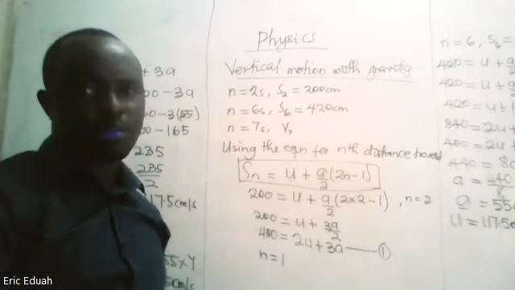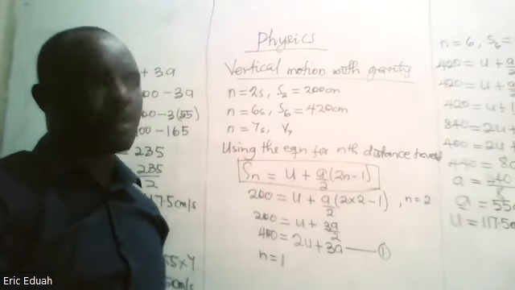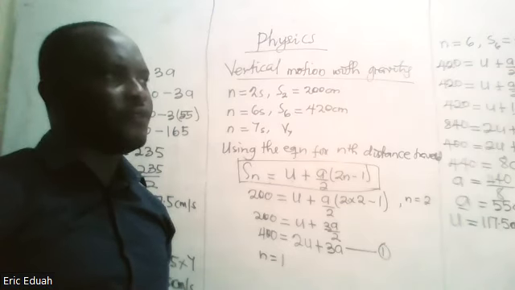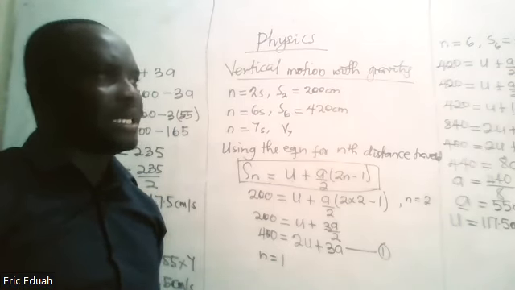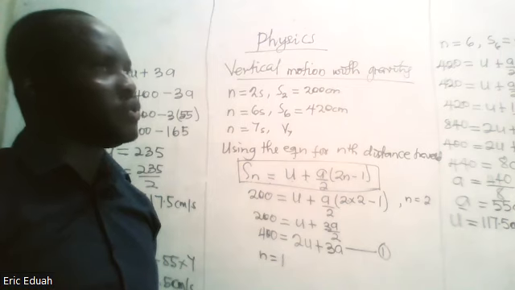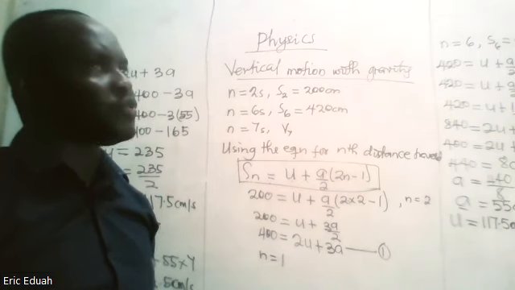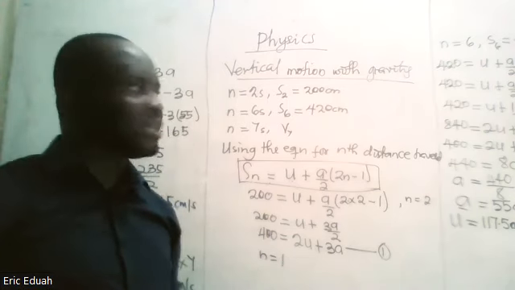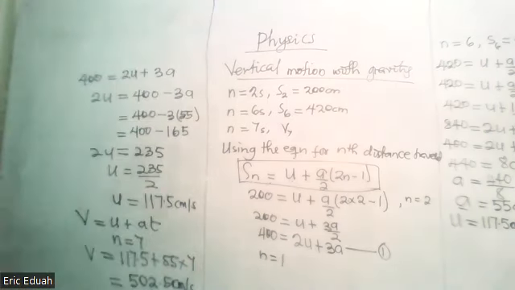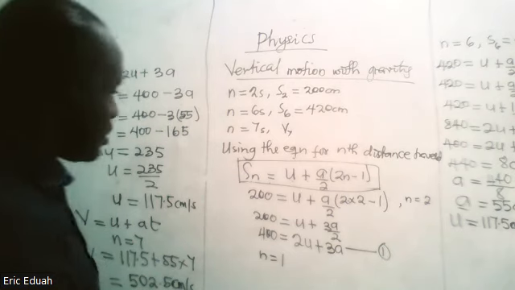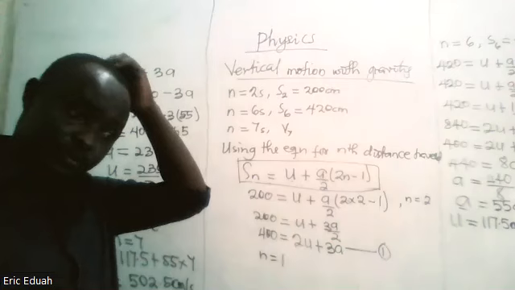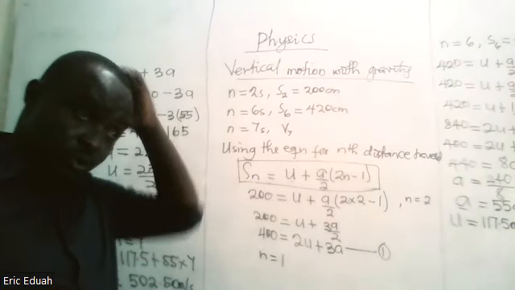Mr. Dia, please, can you use any of the equations of motion, like the second or third one? You can use V squared is equal to U squared plus 2AS. Yes, I did that. When you use that, let me explain something to you. Please, when I used that one, I got a different answer. Yes, I know.